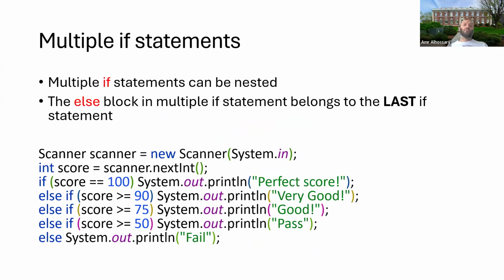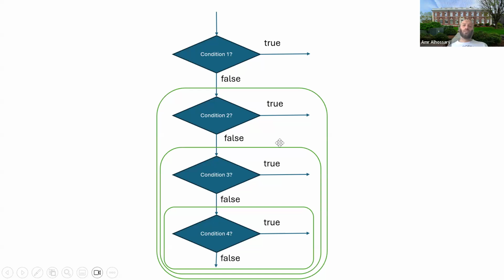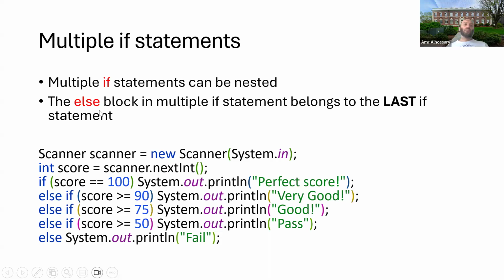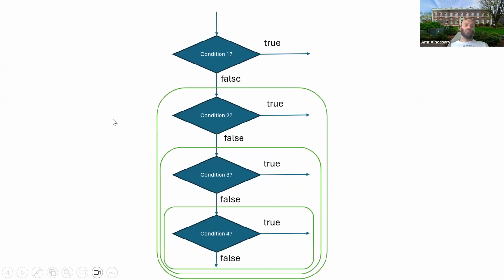So multiple if statements can be nested. This is actually the exact meaning of nesting. As you see, this is nested inside this, and this inside that. So multiple if statements can be nested. The else block in multiple if statements belongs to the last if statement. With the else here, I refer to this else.